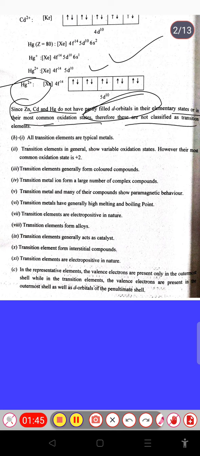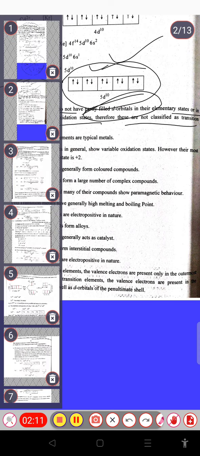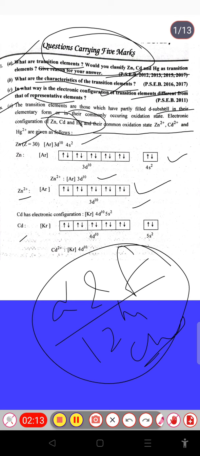But sometimes the question arises, why are these elements present in the transition series or d block elements? Because, as we know, variation in oxidation state shows the presence of unpaired electrons in the d orbital. So that's why these are also called transition elements, because they have unpaired electrons in the d subshell.